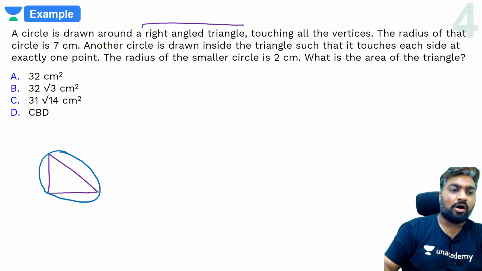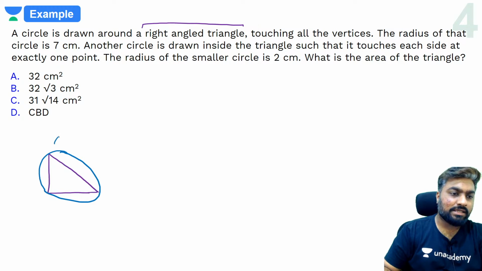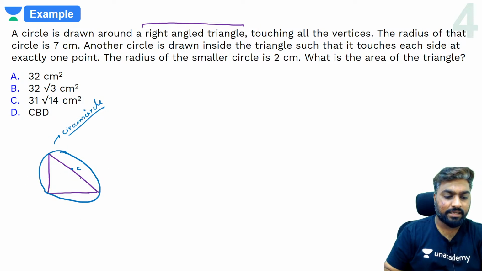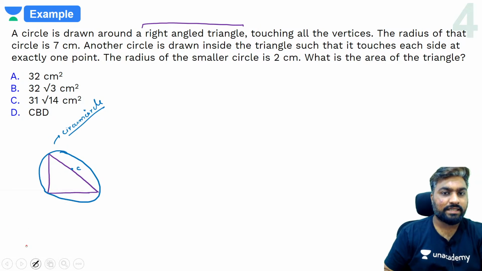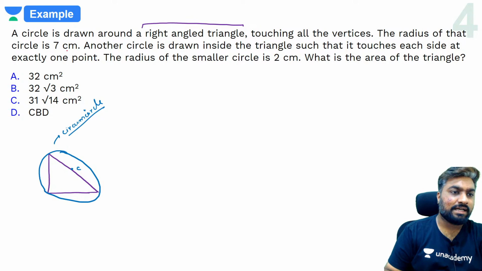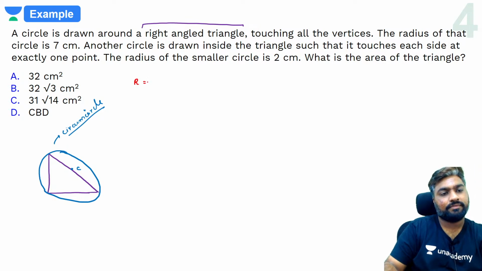Okay, so touching all the vertices, what does that mean? This circle becomes your circumcircle, correct? This becomes your circumcircle. That means this will be your center. So the center of this circle is here. What's the next point said? The radius of that circle is 7 centimeter. So the radius of the circumcircle, the circumradius, is 7 centimeter.